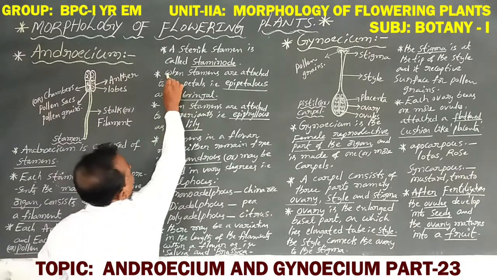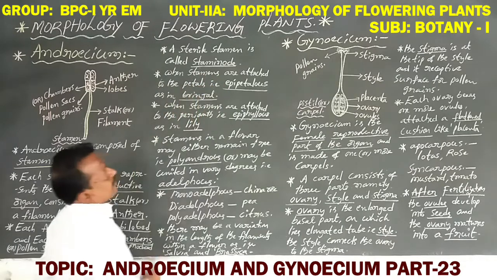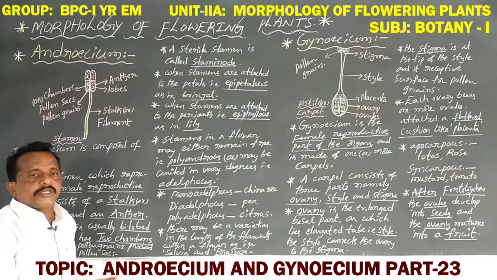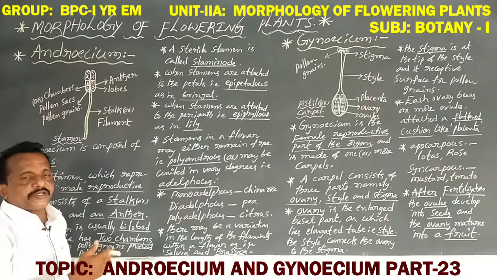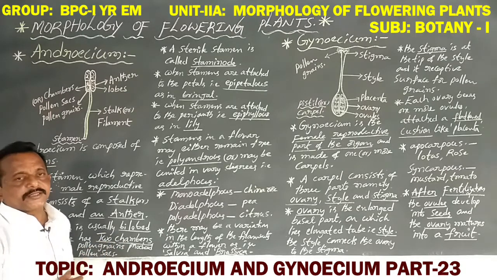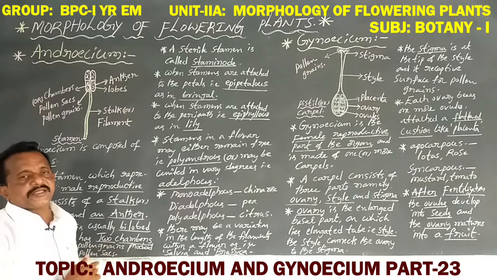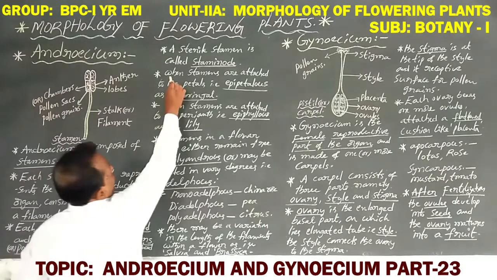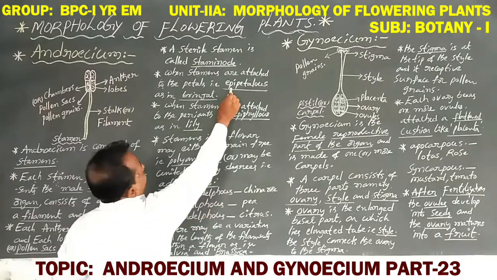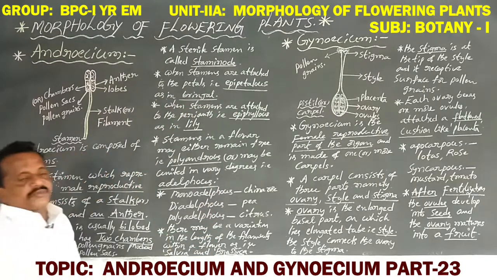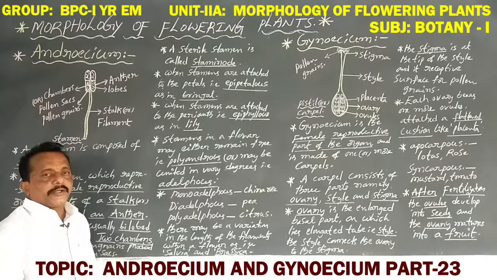Next, coming to when stamens are attached to the petals. Dear students, in some members the stamens are attached to the petals, and sometimes stamens are attached to the perianth. These are known as epipetalous or epiphyllous. When stamens are attached to the petals, that is epipetalous, as in brinjal, Telugu name Vanga.